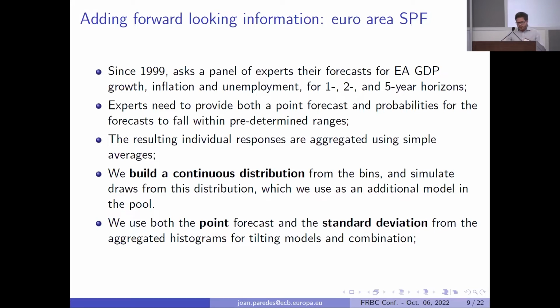Once we do that, we construct in a non-parametric way, with a kernel, a continuous distribution from these bins. And why do we do that? We do that because we are not only going to use the information of the first and second moments for tilting, but we also want to give the possibility to consider the SPF as a new density, a new model that can be included in the pool of the 13 models that we had before.